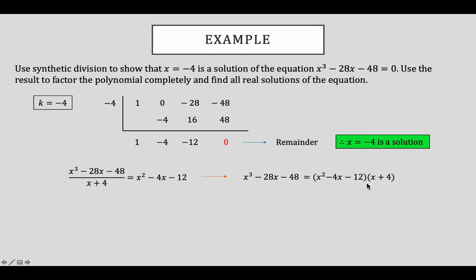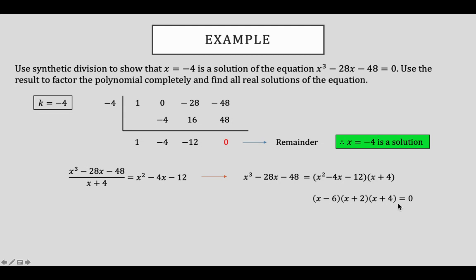And so why is this important? Well, this actually allows us to continue to factor. Notice inside of these parentheses, I have an x squared minus 4x minus 12. That is a quadratic that you should all be comfortable factoring. And what does it factor into? Well, that factors into x minus 6 times x plus 2. And I still have my factor x plus 4.